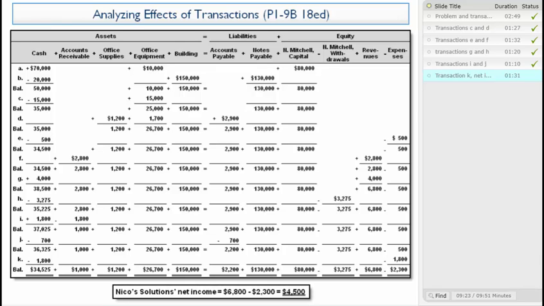The last requirement on this problem asks us to compute Nico's Solutions net income. And if you look to the bottom of the slide, you see the calculation. There was total revenues of $6,800 and total expenses of $2,300. So when we subtract the expenses from the revenues, we see that Nico's Solutions net income equaled $4,500.